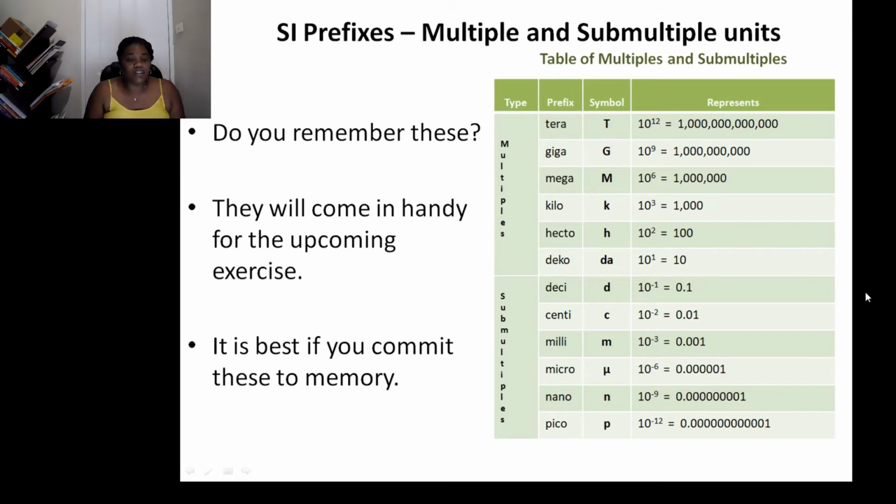Do you remember these prefixes? They will come in handy for the upcoming exercise. It is best if you commit these to memory. I said it in an earlier video, and I hope you have taken my advice. They're not that hard, just commit them to memory. The most popular ones are mega, kilo, deci, sometimes, centi is popular as well, very popular. Milli is popular, micro is popular, nano is popular, and pico sometimes. Just get to learn the prefixes and their corresponding powers of 10.